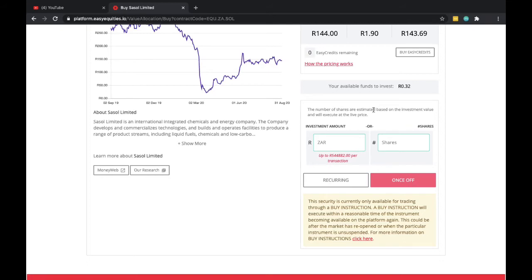One of the things that I mentioned before in a previous video is this invest amount that Easy Equities has. I know a few people that prefer having a round number of shares, whilst other people enjoy investing a round amount of money. So yeah, Easy Equities has a cap that you're allowed per transaction. If you have 544,000 rand lying around, you can fulfill one transaction with that amount of money.